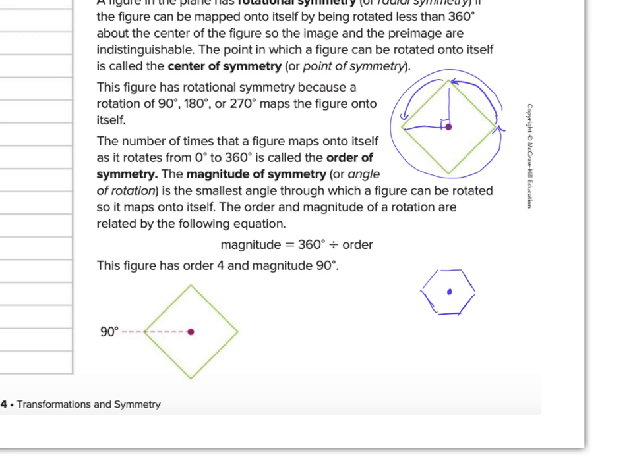If I were to rotate that around itself, technically each one of these sides, as I rotated it, I could rotate it an order of 6. So 360 degrees divided by 6 is 60 degrees. So every 60 degrees, it's going to look like itself as we rotate around. So my magnitude is 60 degrees for a hexagon. So I got a little bit ahead.